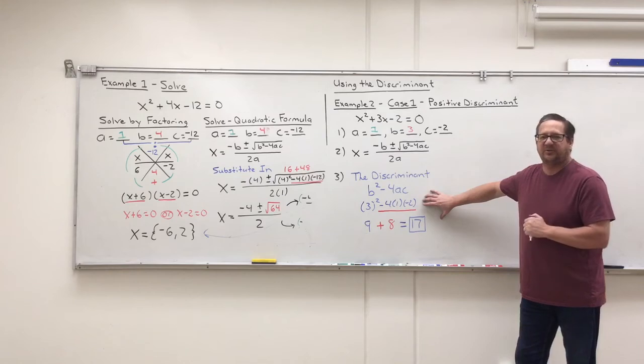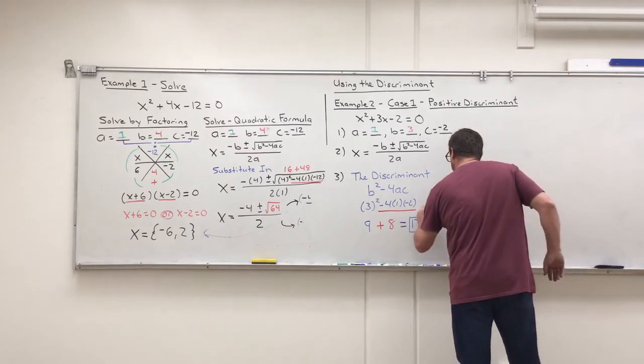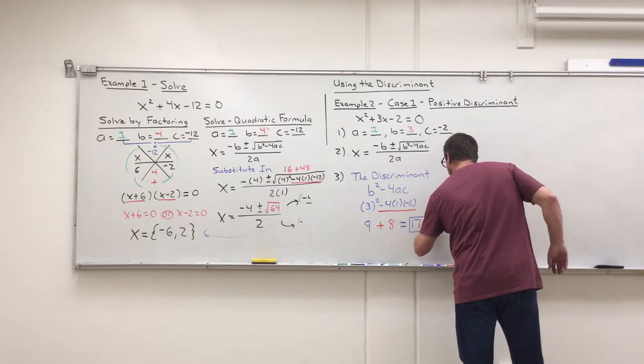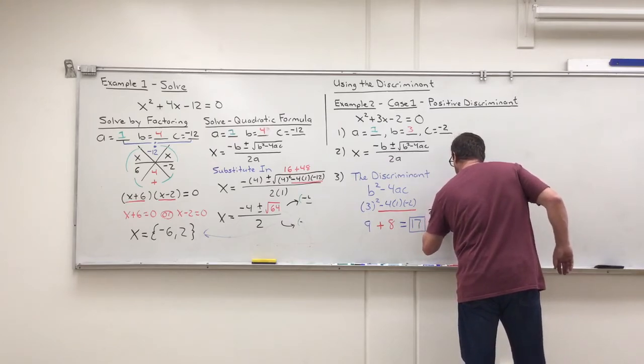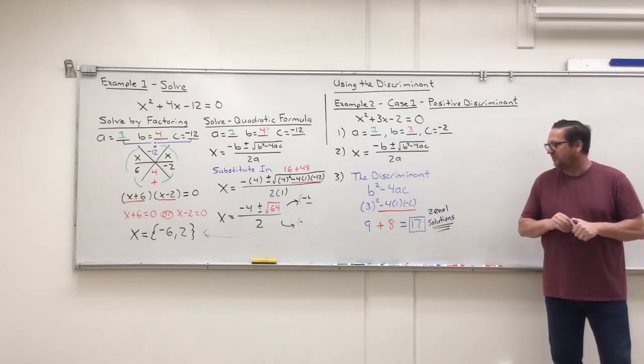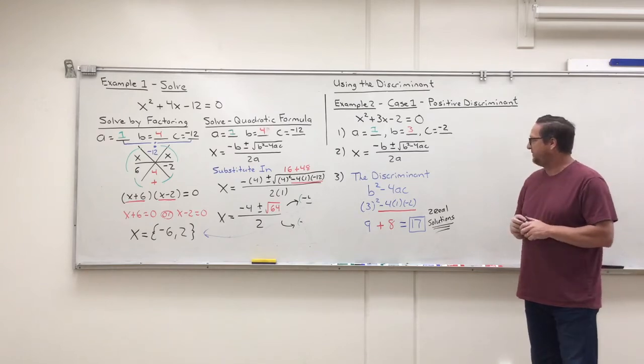If you go back to part 1 of the video, you'll see that if the discriminant is positive, if it's greater than 0, we have 2 real solutions. We know we're going to have 2 answers to this problem right here. Okay?